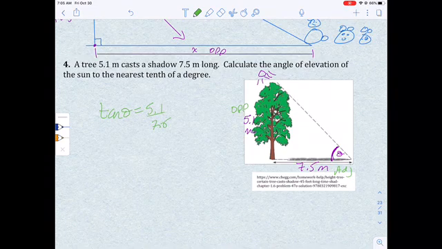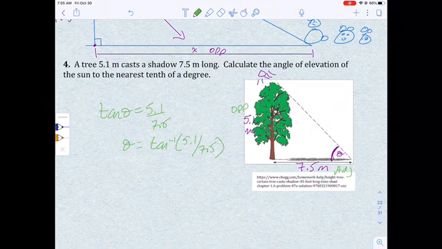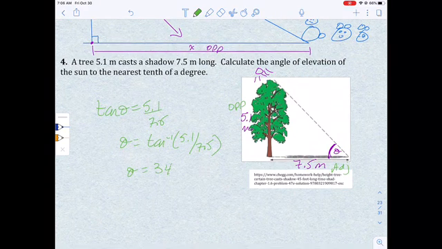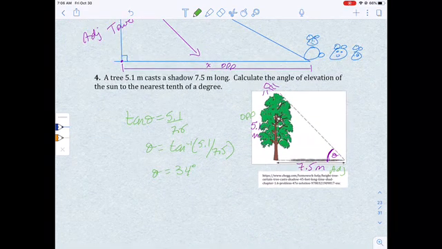The tan of our angle is our ratio, and theta is the inverse tan of that ratio. And if we try that, we should get 34 degrees. Oh, and I guess it says nearest tenth of a degree, so 34 and 2/10 of a degree.